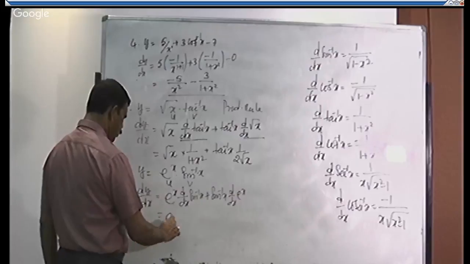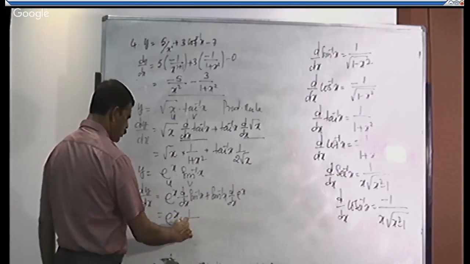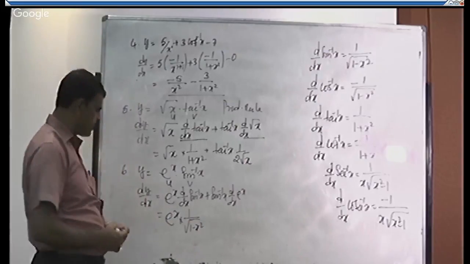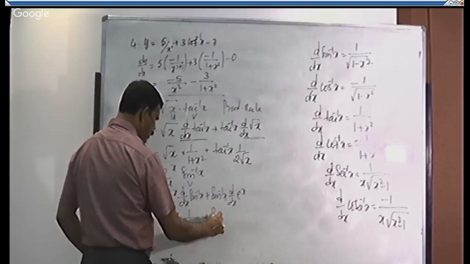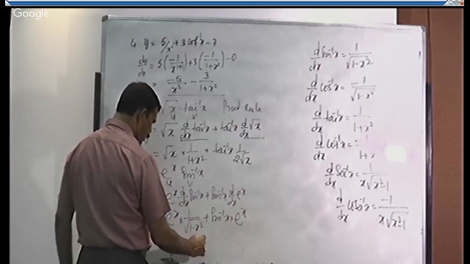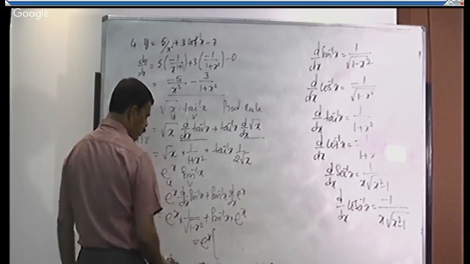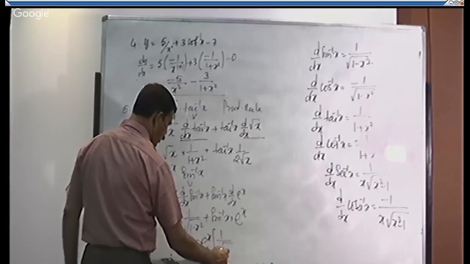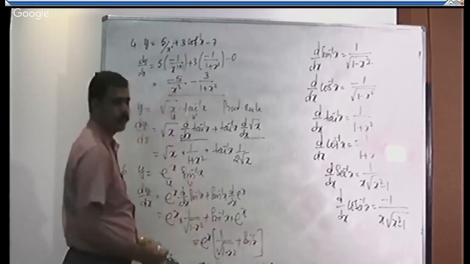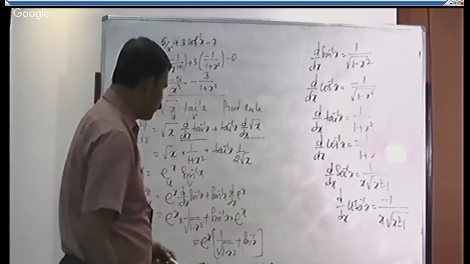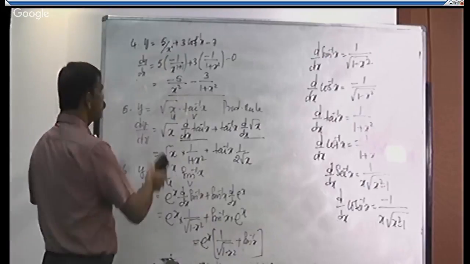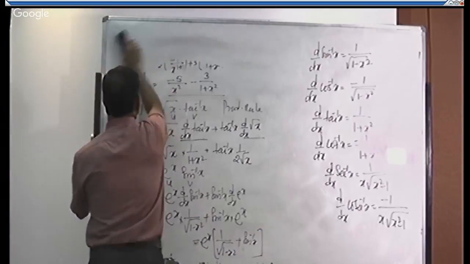It is e^x times the differentiation of sin⁻¹x, which is 1 by root of 1 minus x square, plus sin⁻¹x into the differentiation of e^x, which is e^x. We can take e^x common: e^x [1/√(1−x²) + sin⁻¹x]. Got it? If it is in product form, we have to use the product rule. If it is in quotient form, we have to use the quotient rule.